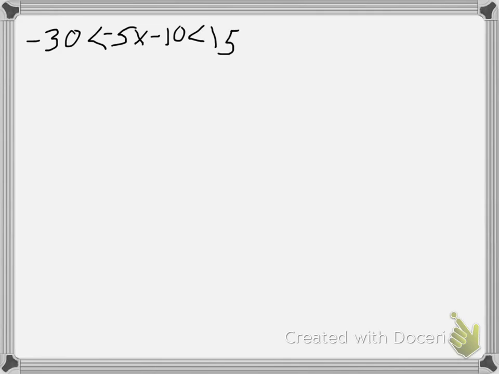All right, so whenever you have something like this, what you want to do is get rid of anything that's in all 3 parts. So here we want to get the x by itself. So we want to get rid of this minus 10. How do we get rid of the minus 10? We're going to add 10. Well, if we add 10 here, we're going to have to add 10 over here and add 10 over here. So what's negative 30 plus 10? That's negative 20 is less than negative 5x, which is less than 25.